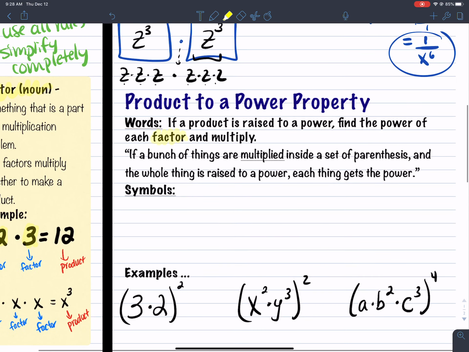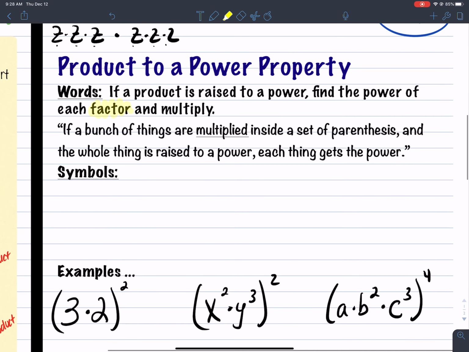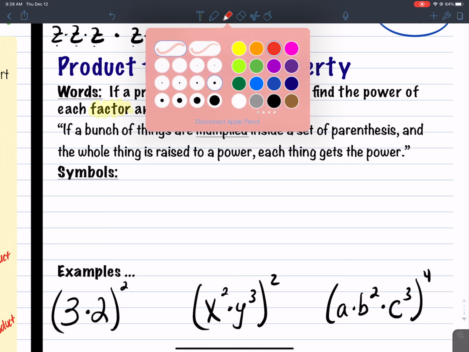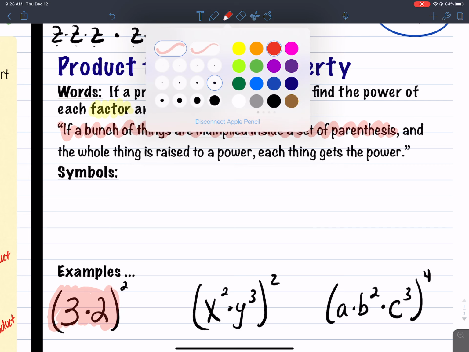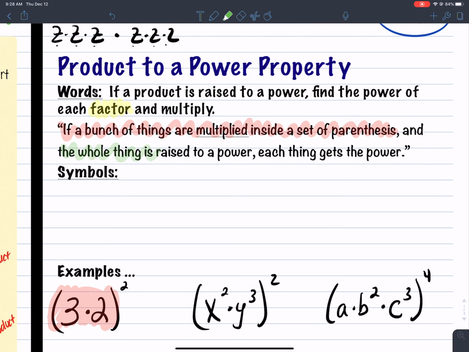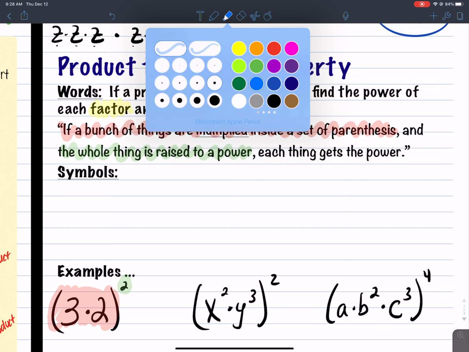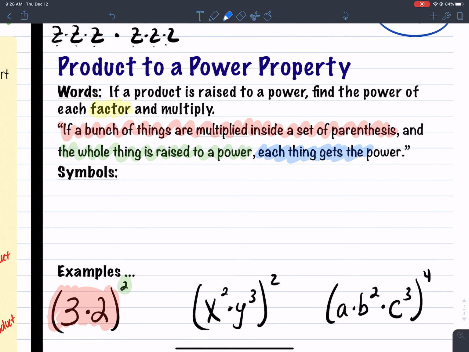Now that is the actual way that we'd write it in words, and that's great, and I want you to memorize that, but sometimes it's also nice just to know what does it mean in usable terms. So the way that I remember a product to a power is what I wrote below it. If I see a bunch of things being multiplied all inside one set of parentheses, kind of like right here, I see 3 and 2 are being multiplied inside a set of parentheses. And then I notice that that whole thing is raised to an exponent or a power, like it is 2. What this rule tells me is each individual thing gets that power.